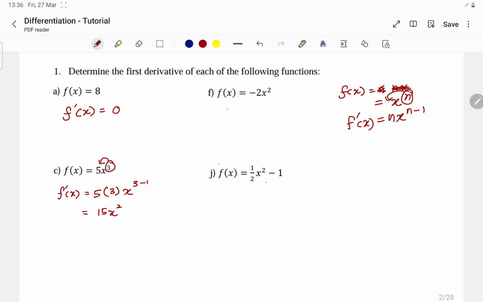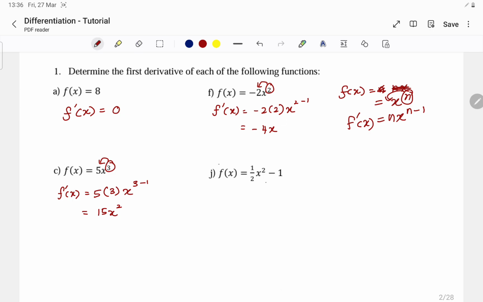So same for question F, we have negative 2x squared. So negative 2 you maintain, then you bring 2 in front, so you multiply with 2, and then you copy x to the power of 2, then the power you minus 1, then you're going to get negative 4x. Then to the power of 1, right? 2 minus 1. So usually to the power of 1 we don't put.